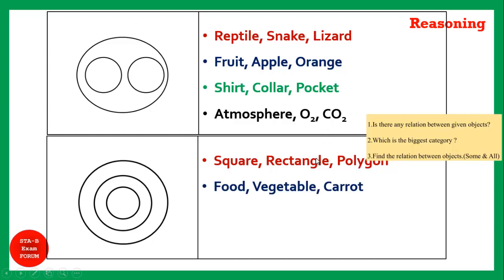Coming to the next question: food, vegetable and carrot. Is there any relationship? Yes, there is a sure relationship between these objects. Which is the biggest category? Food is the biggest category, so we draw a large circle which represents food. Every vegetable is a food, right? Every carrot is a vegetable. So this smaller circle represents carrot and the middle circle represents vegetable. So these are overlapping each other.